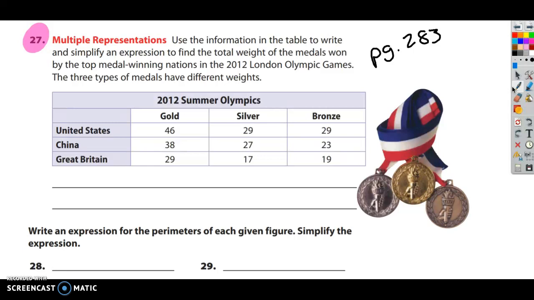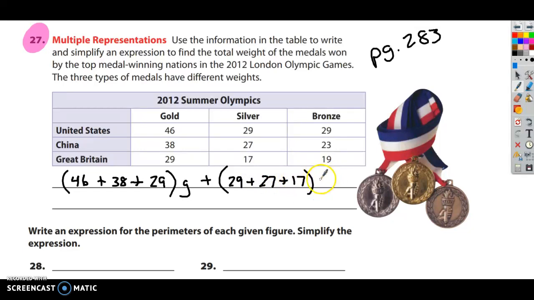But what you can do to figure out the weight of all the gold medals is that you can add up all the gold medals that the United States won, plus all the gold medals that China won, plus all the gold medals that Great Britain won. And then you can multiply that by the weight of a gold medal, which we can just call G. And then we're going to add that to the silver medals. And the silver medals would be the number that the United States won, 29, plus the number that China won, 27, plus the number that Great Britain won, 17. And that would be multiplied by the weight of a silver medal, which would be S.